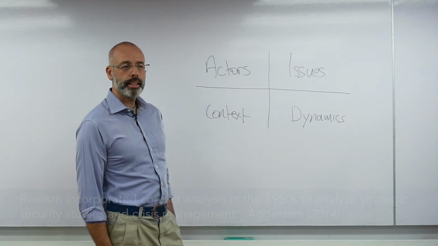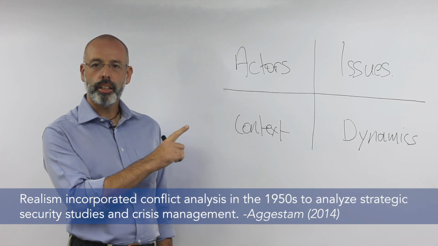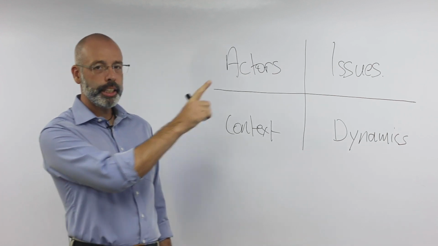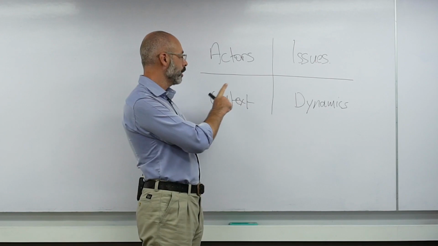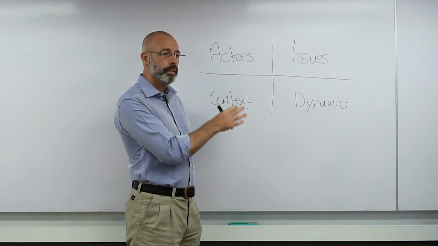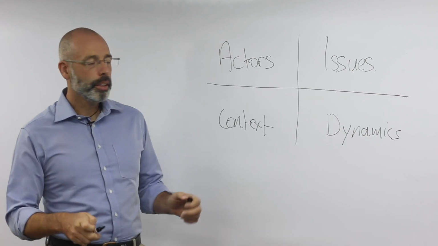Conflict affects everyone's lives at different levels. There are several key elements to any conflict. There are actors, that's the people involved. There are issues, that's what the conflict is about. There is a context, which is where it takes place. And there are dynamics, that's what drives the conflict. Each of these elements can be broken up into other aspects.